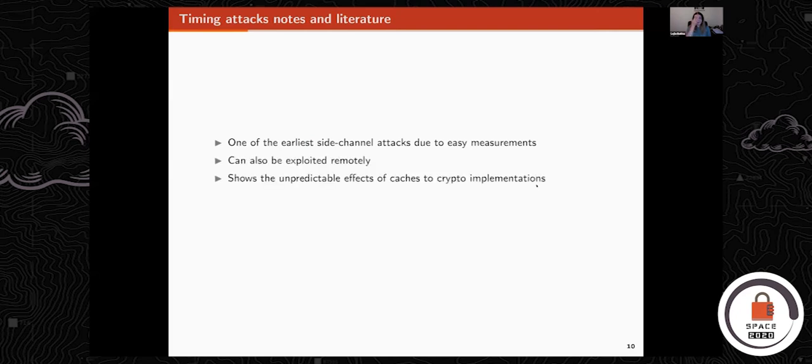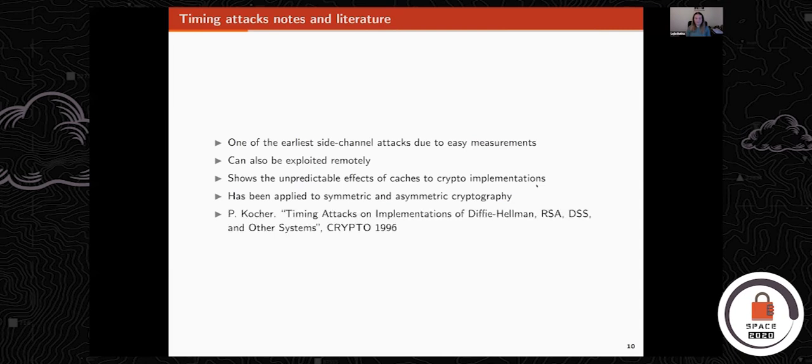It can also be exploited remotely. There were also papers on that, attacking even SSL over the internet through timing attacks. It can show some unpredictable effects of caches, as you saw yesterday, and has been applied to many ciphers, from both symmetric and asymmetric crypto. And this was the first paper.